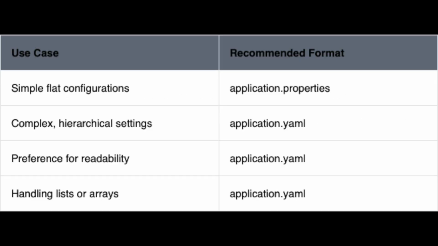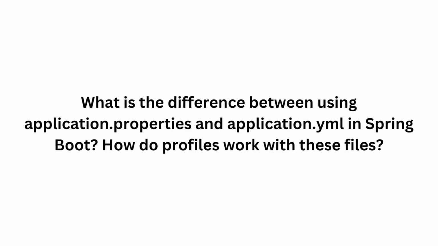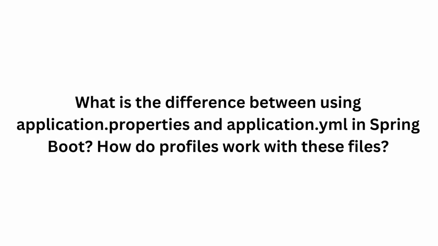Now these two files are the basic way to provide the configuration for your Spring Boot application. So this application file is very important. Both serve the same purpose but differ in format and structure. Your application.properties is a key value pair format and your YAML is a YAML format. So this is hierarchical.